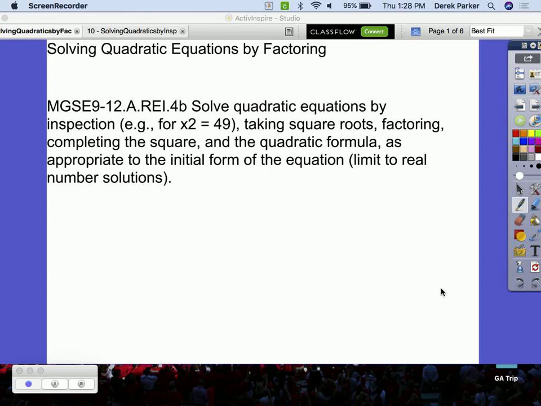Standard, you're going to learn how to solve quadratic equations by inspection, square roots, factoring, completing the square, and the quadratic formula. In this particular lesson, you're going to learn how to do it by factoring.